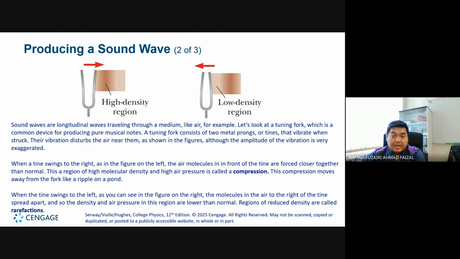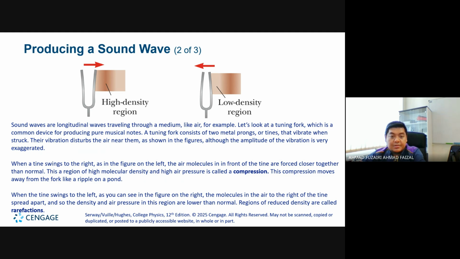When the tine swings to the left, as you can see in the figure, the molecules in the air to the right of the tine spread apart, and so the density and air pressure in this region are lower than normal. Before this we had a high density region. So when the tine moves to the left, the density and the air pressure are lower. This region of reduced density is what we call rarefaction. The high density region we call compression, and when the air pressure or density is lower than normal, we call that rarefaction.